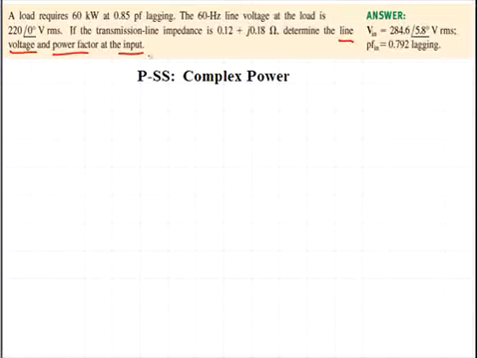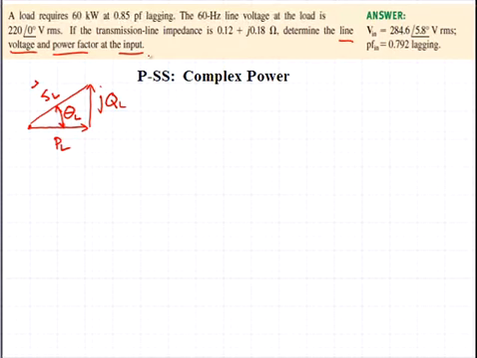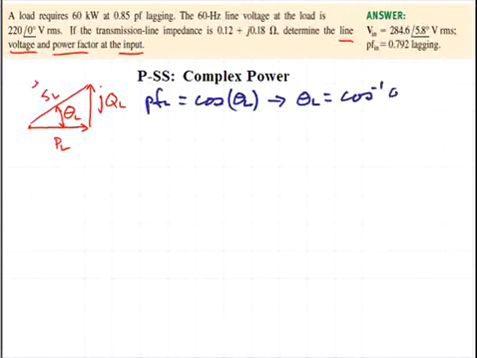First, we'll sketch the complex power triangle representation at the load end of the problem. Here the complex power S sub L is represented by the real component P sub L, real power, and the quadrature component of the complex power jQ sub L. The power factor at the load end of this circuit is equal to the cosine of that angle associated with the complex power, theta sub L. And this gives us that theta sub L is equal to the inverse cosine of 0.85, or theta sub L equals 31.79 degrees.